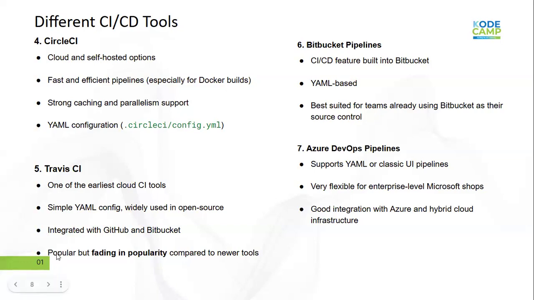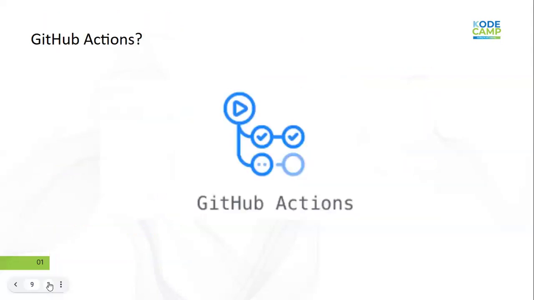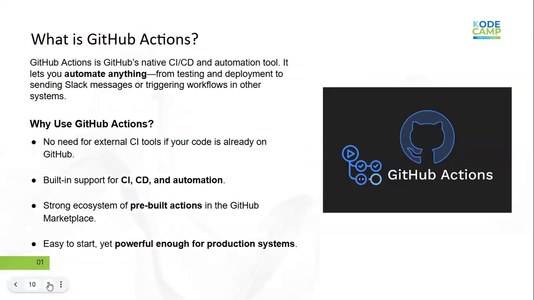But like we said, we're talking about one tool, which is GitHub Actions. So yeah, what is GitHub Actions? GitHub Actions is GitHub's native CI/CD and automation tool that enables you to automate anything from testing to deployment to sending Slack messages or triggering workflows in other systems.